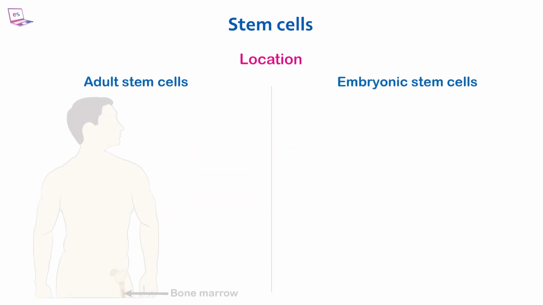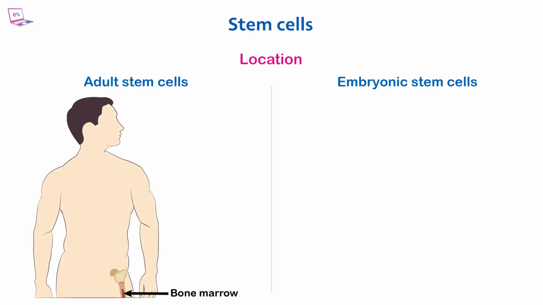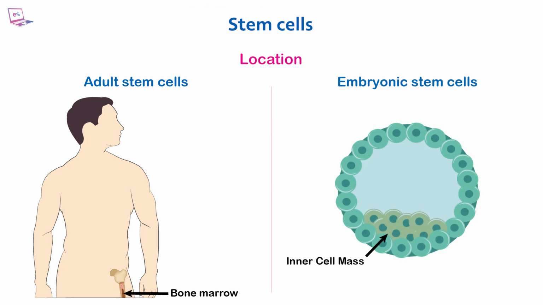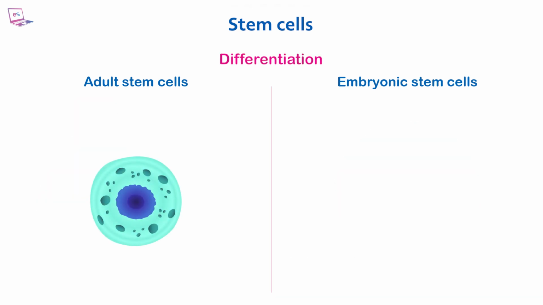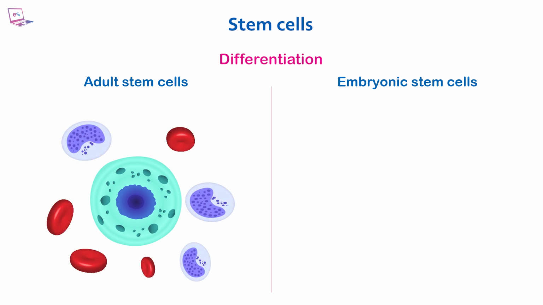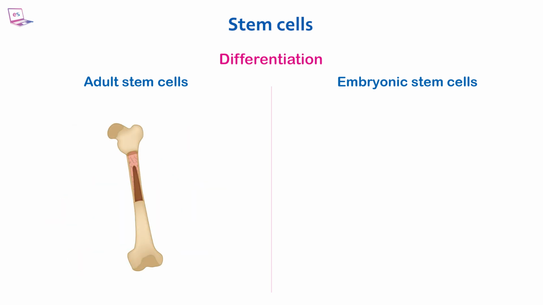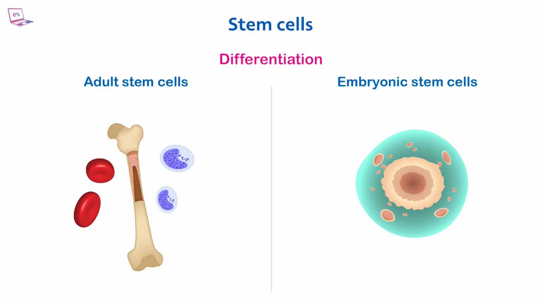Location. Adult stem cells are primarily located in the bone marrow of both adults and children. The embryonic cells are typically located within the inner cell mass of a developing embryo known as a blastocyst. Differentiation. Adult stem cells can differentiate to form only certain types of cells. For example, the stem cells in the bone marrow are limited to differentiating into specific types of blood cells. Embryonic cells can develop into any specialized cells of the body like nerve cells, muscle cells, and more.